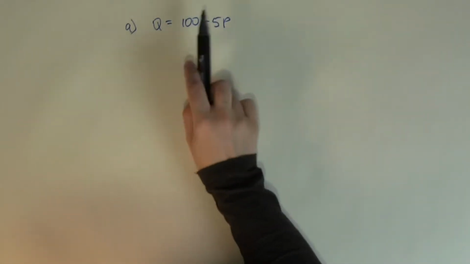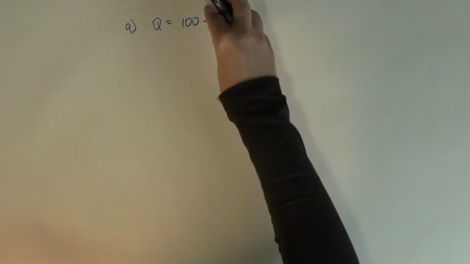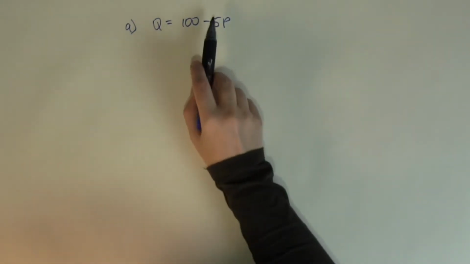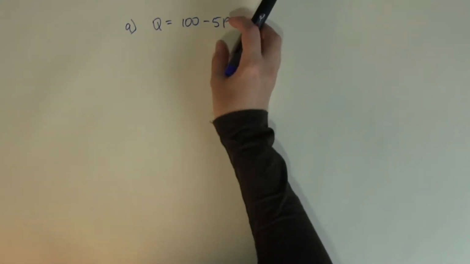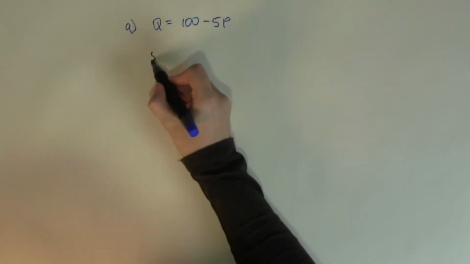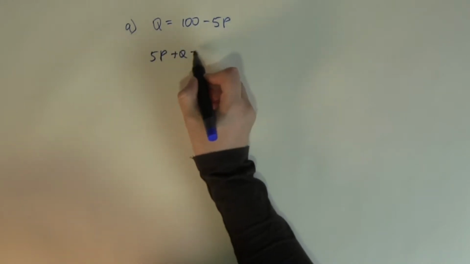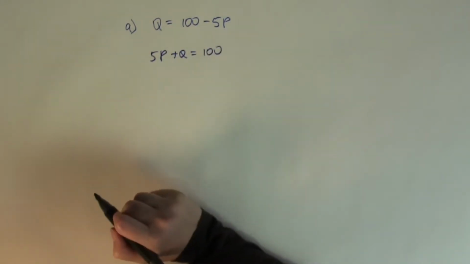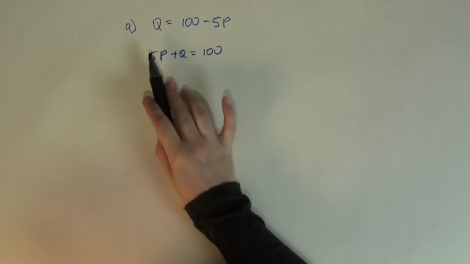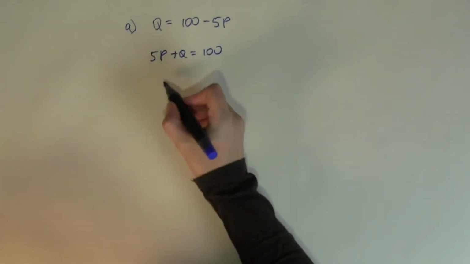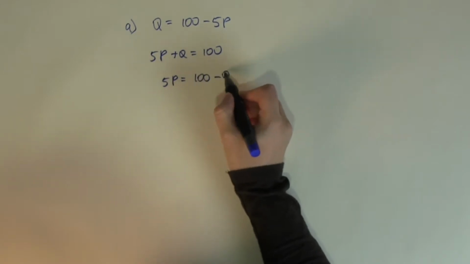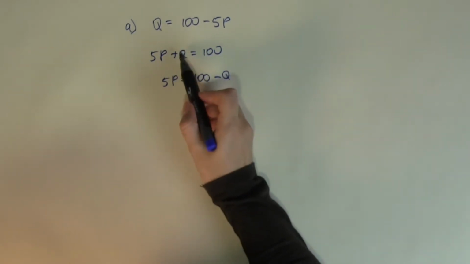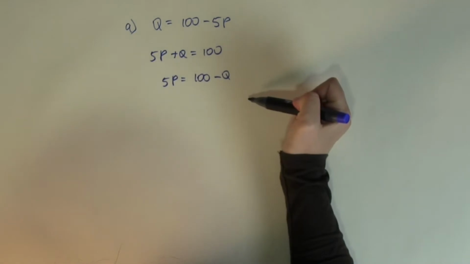So what I need to do now, I need to manipulate this equation in a way that I will have P on its own on one side. P here is negative. To make it positive, I'm going to move it to the other side. So 5p plus Q equals 100. Now I want P on its own, so I need to remove the Q. So 5p will be equal to 100 minus Q. So I'm removing a positive Q by taking it away from both sides.